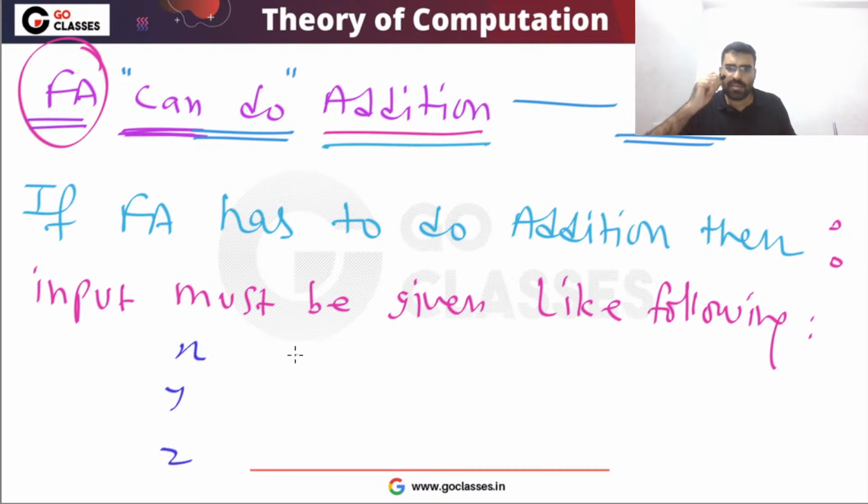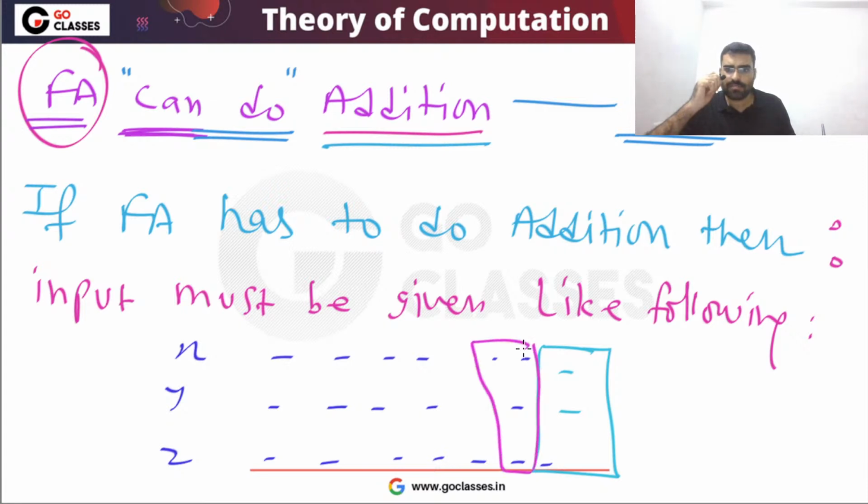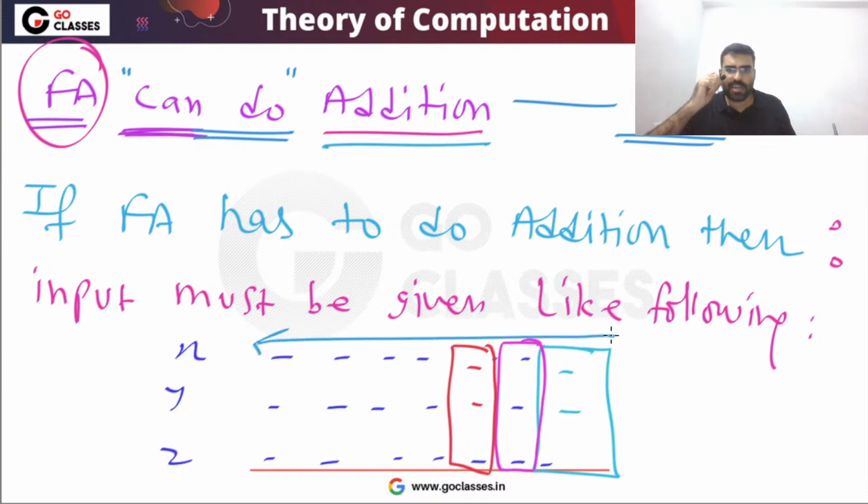X, Y, Z. This is your X. This is your Y. This is your Z. The input must be given like this. First give me this, then give me this. So this is the idea. Then give me this. So the input must be given like this.